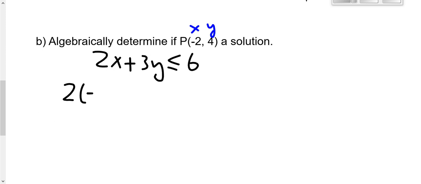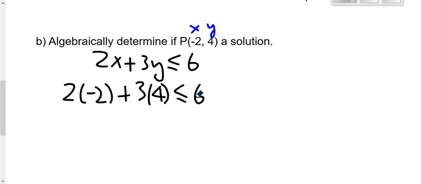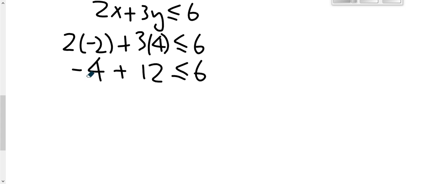2 times -2 plus 3 times y, which is 4. Right hand side, leave that as is. So left hand side here, 2 times -2 gives you -4 plus 3 times 4 gives you 12. Right hand side is still the same, there's nothing we can do. And then left hand side, -4 plus 12 gives you 8. And then right hand less than or equal to 6. And as you can see, obviously 8 is not less than or equal to 6. 8 is greater than that, so that means this is wrong.